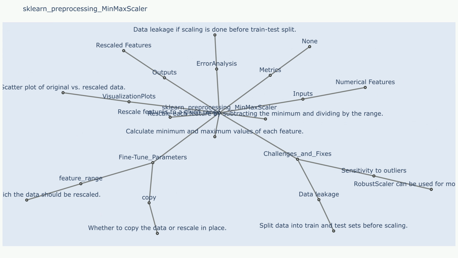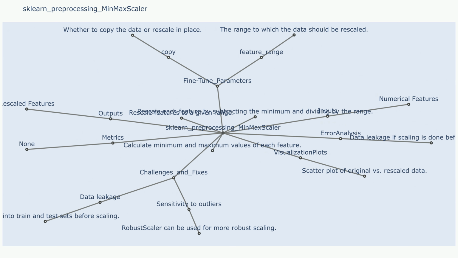Copy. This parameter indicates whether to create a copy of the input array or to modify the array in place. The default value is true, which creates a copy.